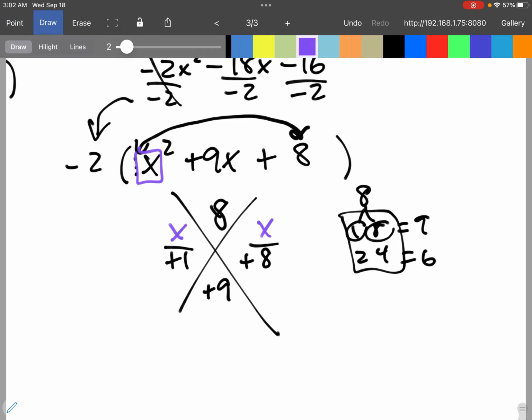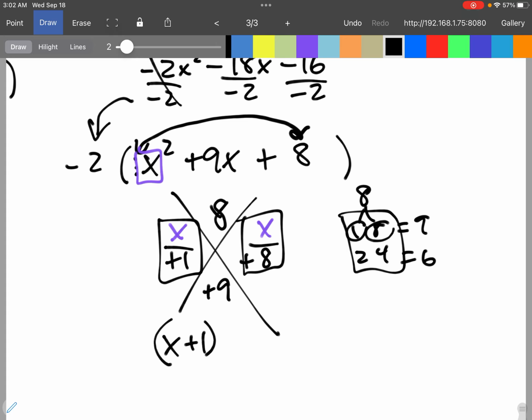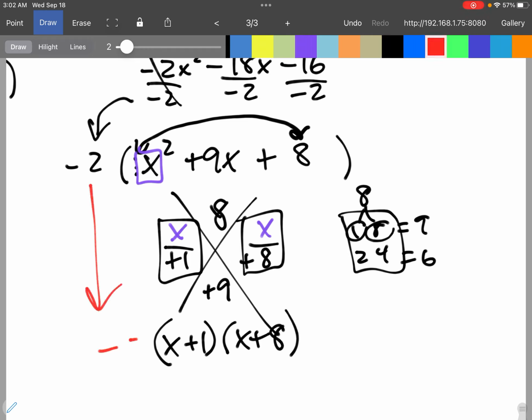Our final answer is right here. X plus 1, x plus 8. And don't you forget about the GCF out front.